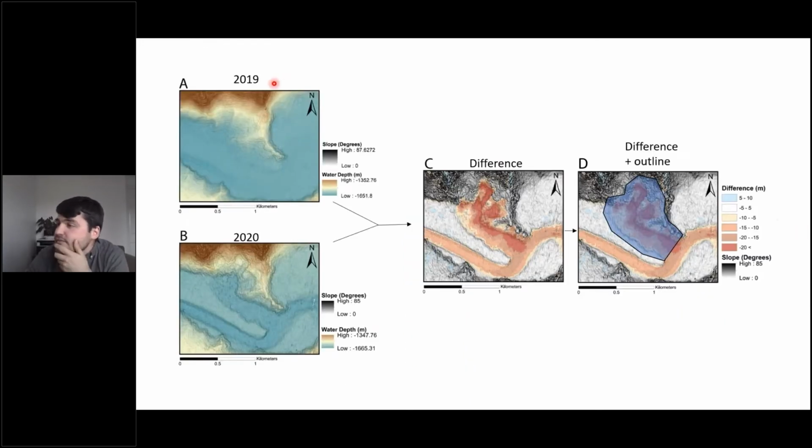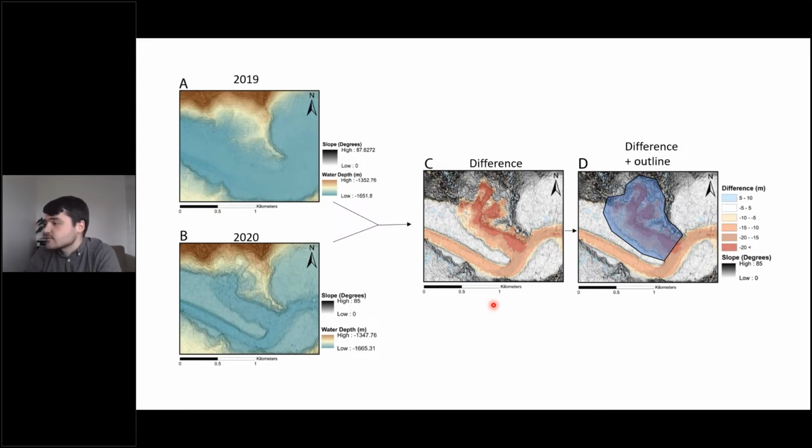So just a little bit on my method. On the top here, we have the 2019 survey, and on the bottom, we have the same area of seafloor in 2020. To calculate the volumes, we can subtract the 2019 survey from the 2020 survey to give us our difference map. The difference map outlined in C highlights the difference between the 2 surveys. Erosion is highlighted in different shades of red, whilst deposition is shown in blue. You will notice that there is no deposition within the resolution of this survey in this portion of the canyon.